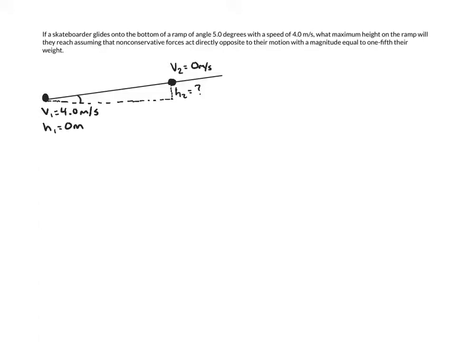So this is a 5-degree ramp, and it says that there's non-conservative forces opposite in direction, and in magnitude it's equal to 1/5 of their weight. So in terms of the work done by non-conservative forces, which I'll label W and C, I'm going to explain that with a heading here. Use more space.